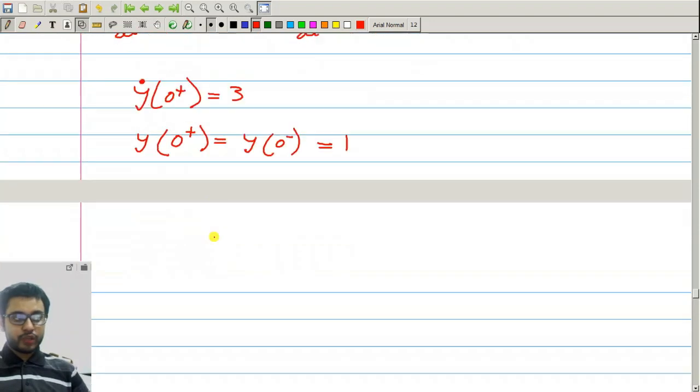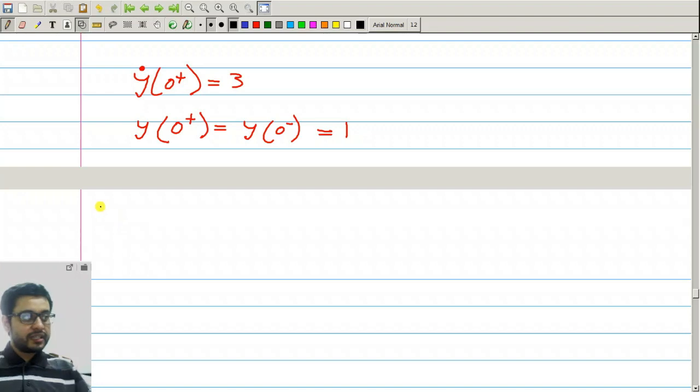Okay, so now that was our step 1. So in step 1 we have got the value of y 0 plus equal to 1 and y dot 0 plus equal to 3, which we shall use in step 2.